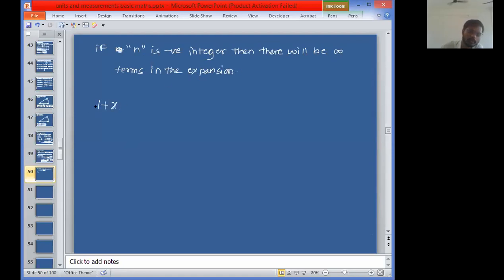So 1 plus x raised to minus 2. How many terms will be there, sir? This n is negative, so there will be infinite terms. Okay. What is the answer?